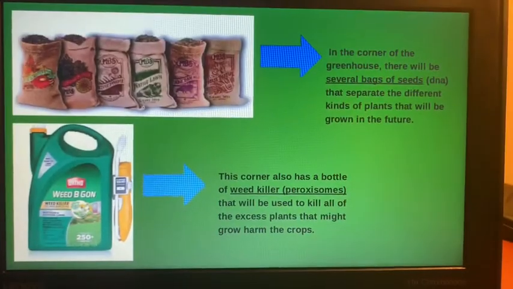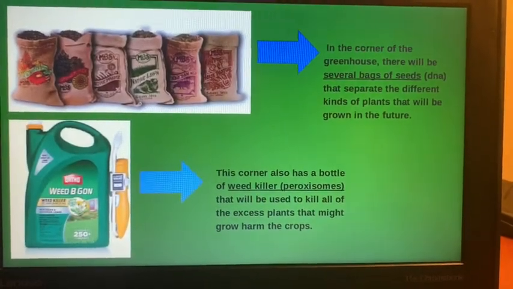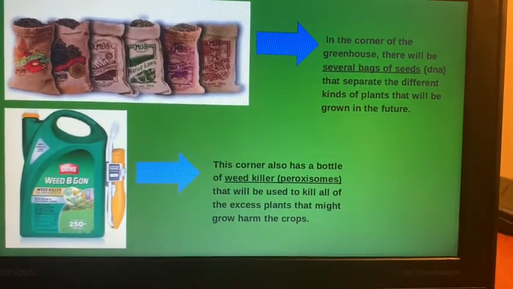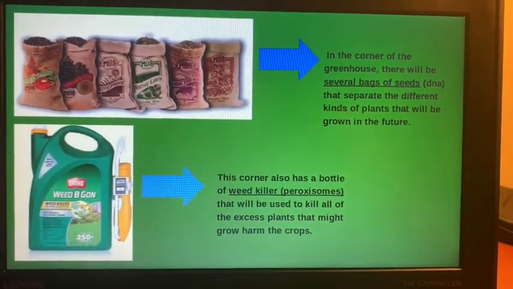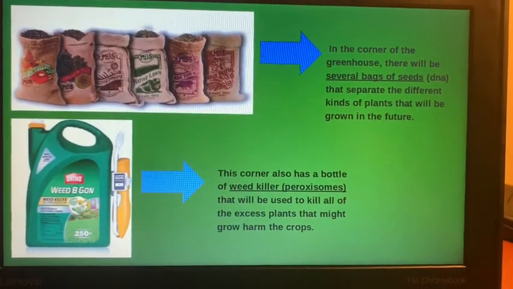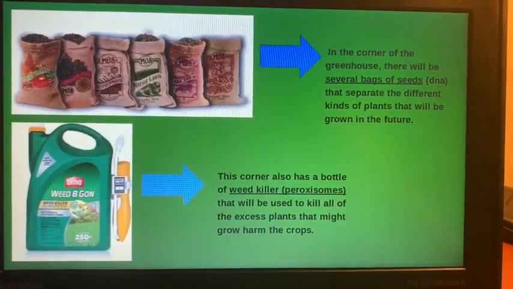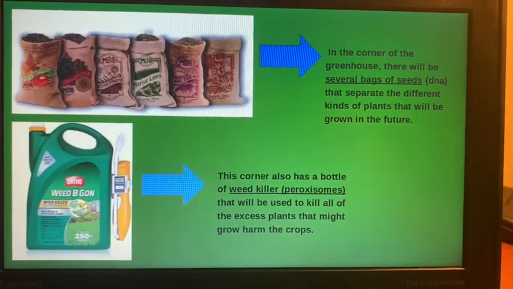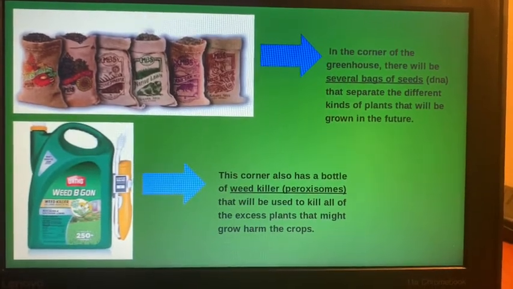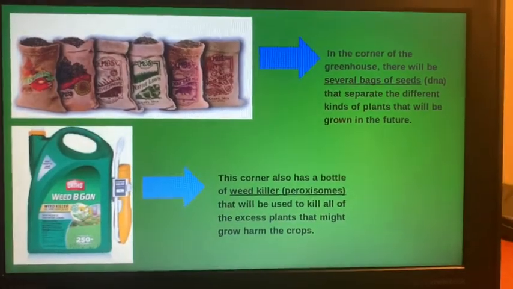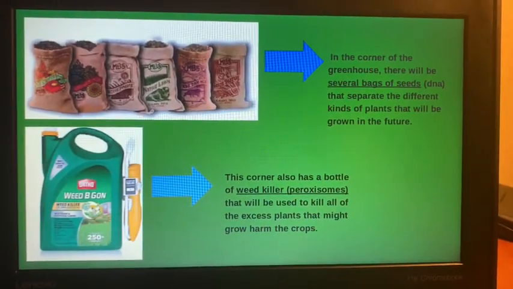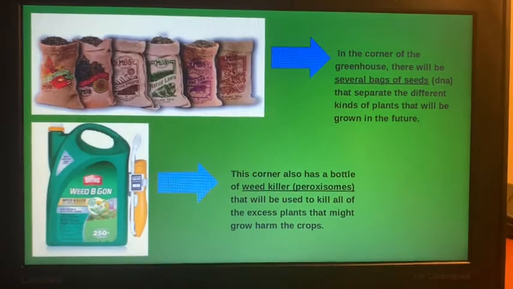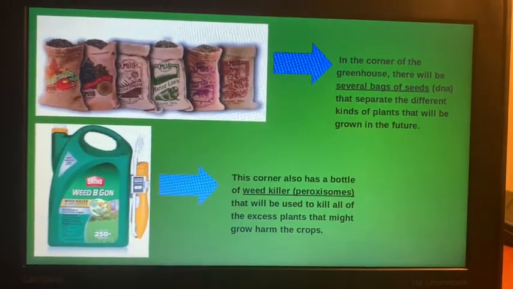There will be several bags of seeds that separate the different kinds of plants that will be grown in the future. The bags of seeds resemble DNA in plant cells because Gary's brain, which is the nucleolus, will decide which of the seeds that are in a specific bag will be planted, much like how the nucleolus uses DNA to make mRNA that will then decide which plant or crop is grown.